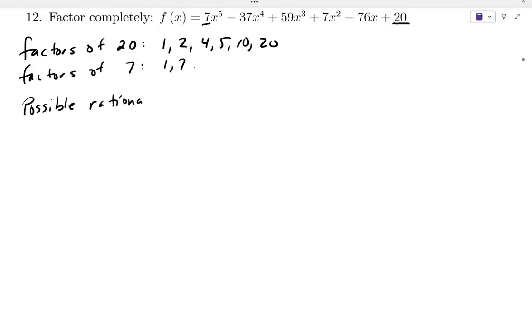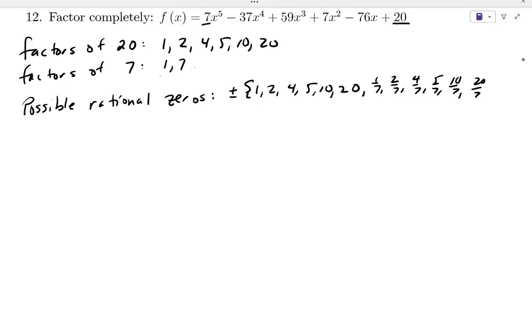So our possible rational zeros list, plus or minus. We do everything over 1, and we do everything over 7. So first we have 1, 2, 4, 5, 10, and 20. That's everything over 1. And then we would have 1/7, 2/7, 4/7, 5/7, 10/7, and 20/7. That is everything over 7.